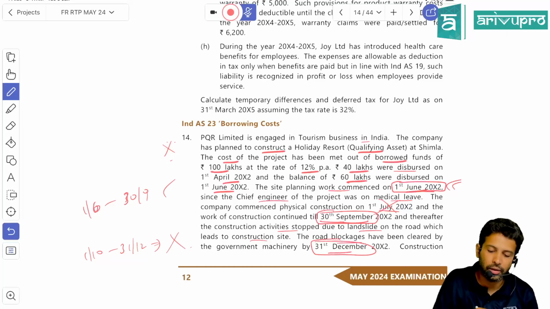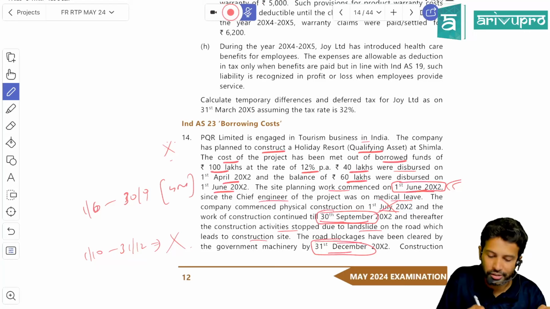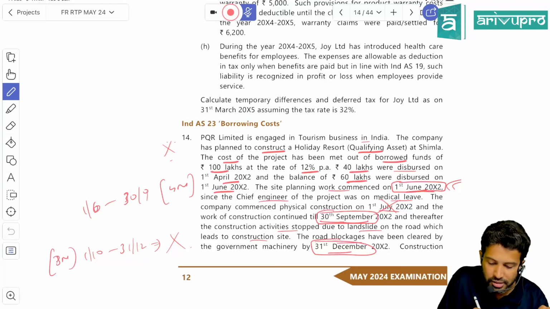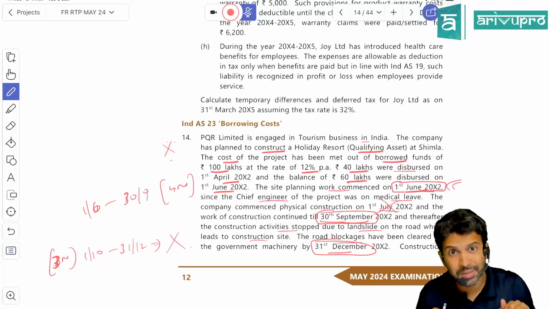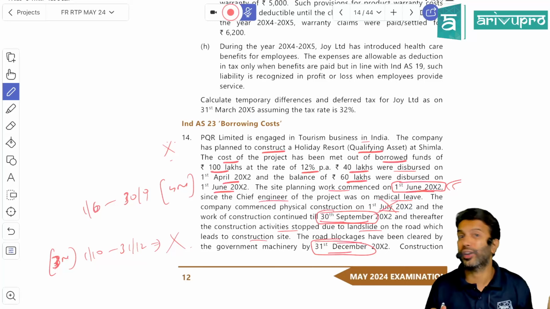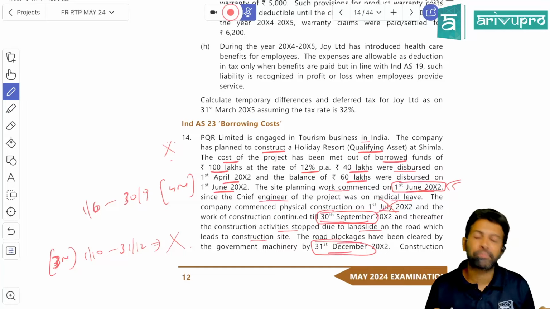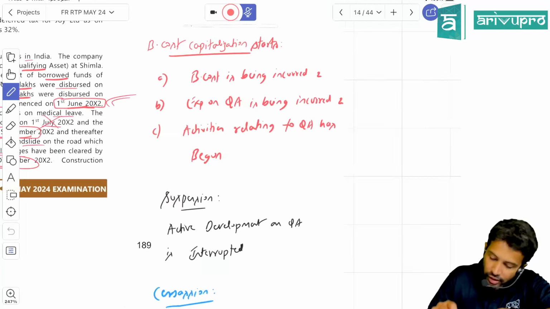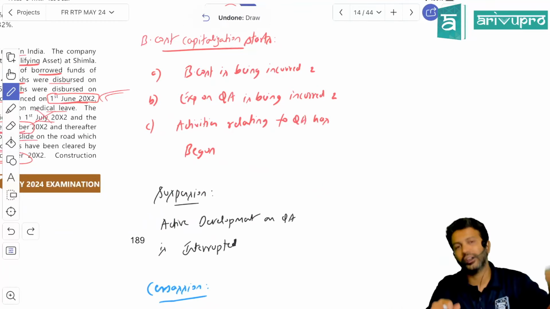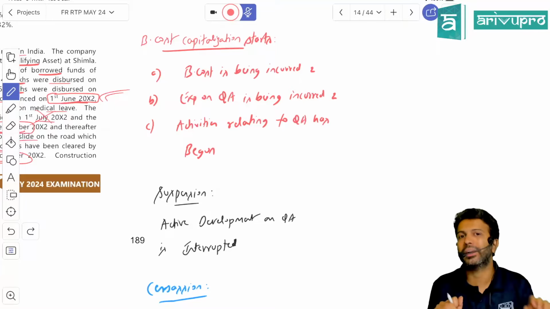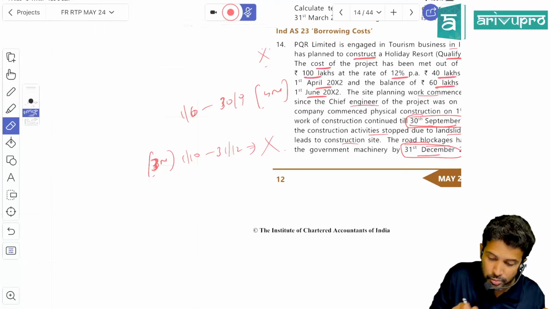So construction went on only from 1st June to 30th September, which is how many months? June, July, August, September: 4 months. For October, November, December, 3 months, due to landslide, the construction was stopped. So which concept is this? Suspension of borrowing cost. We did this small concept earlier. You suspend borrowing cost when active development on the qualifying asset is interrupted. If active development of the qualifying asset has stopped, then borrowing cost for that period will not be capitalized but transferred to the P&L account. That means this 3 months period will be transferred to P&L.